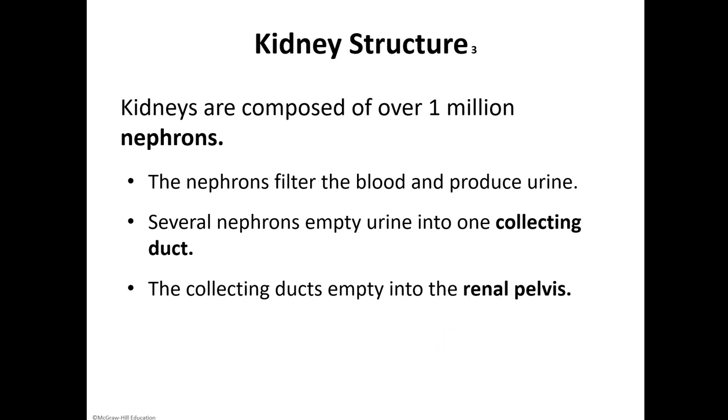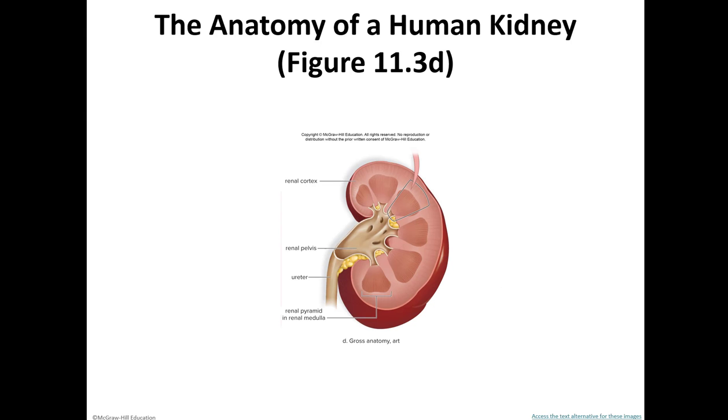Kidneys are composed of 1 million nephrons. The nephrons filter the blood and produce urine. Several nephrons empty urine into one collecting duct, and the collecting ducts drain into the renal pelvis. You can see the renal cortex, the renal pelvis, the ureter, and the renal pyramids.